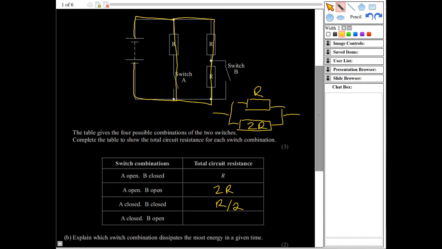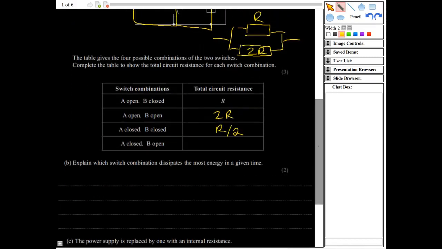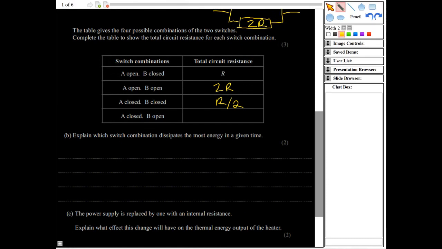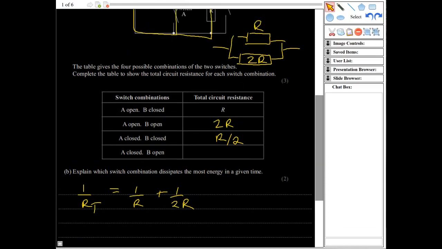Now in this case, I think I'm going to need to work out what that would be, so I'm going to do that down here. So it says 1 over RT would equal 1 over R plus 1 over 2R, because I've got R in this branch and I've got 2R in this branch. So that's why I've written 1 over R total is 1 over R plus 1 over 2R.